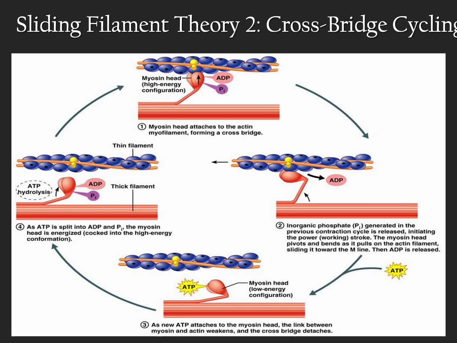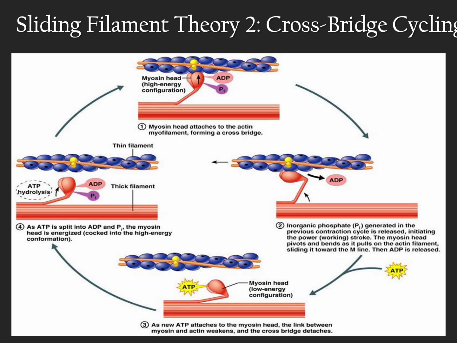Then we're left with ADP in step 4. The ATP splits into the ADP. The myosin head is energized, and then it recocks back to its original position. So again, step 1, an ATP molecule is broken, and the energy is used to allow the myosin head to attach to the actin's binding site. The remainder of the ADP and Pi will be used during the power stroke during step 2.